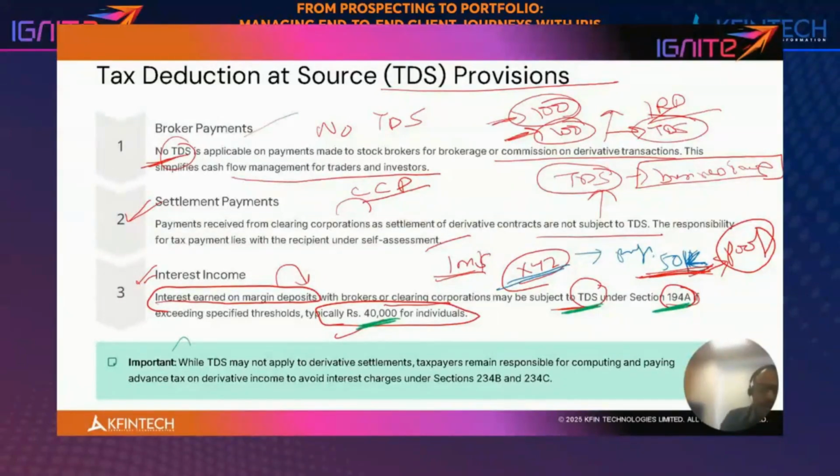While TDS may not apply to derivative settlement, taxpayers remain responsible for computing and paying the business income under section 234A, 234B and 234C. Again, this is important from exam perspective. What are the sections under which you have to pay the income taxes?